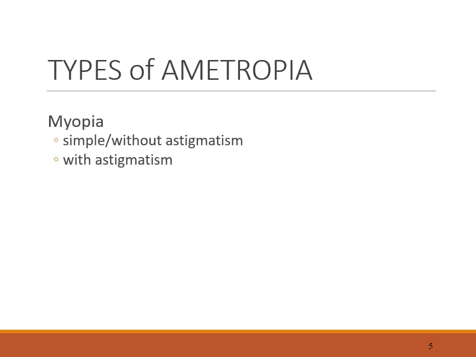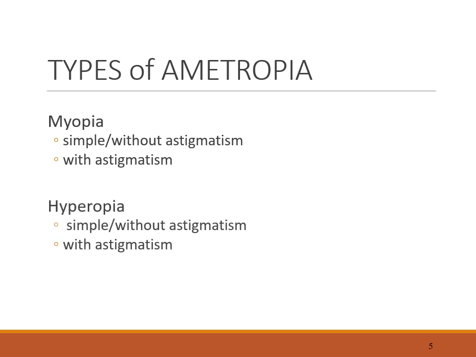Types of ametropia, as I mentioned, we have three types. This is myopia, hyperopia, and also astigmatism. Myopia, we can divide it into simple or without astigmatism, or with astigmatism. Same goes with hyperopia. Either it can be simple or without astigmatism, or it can be with astigmatism. And the third type of ametropia is astigmatism.